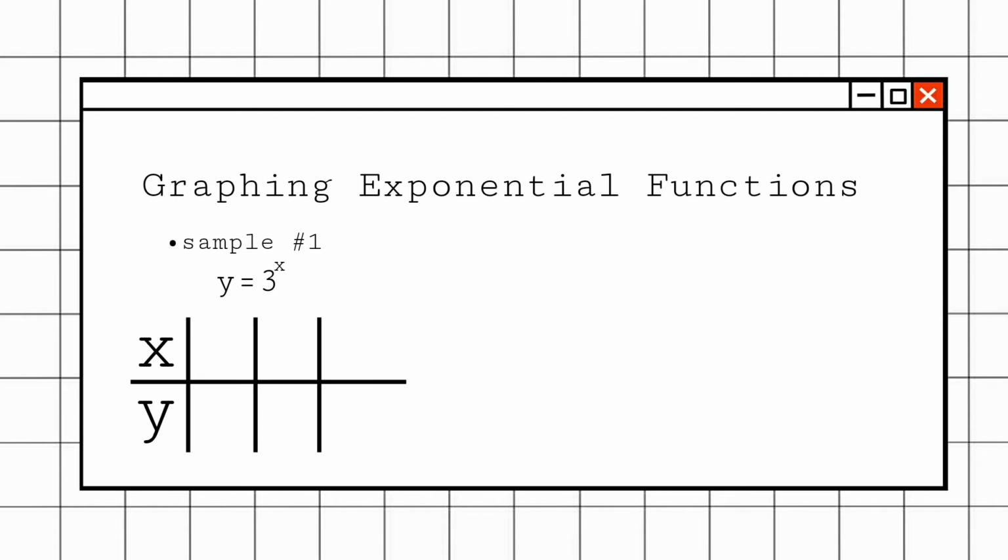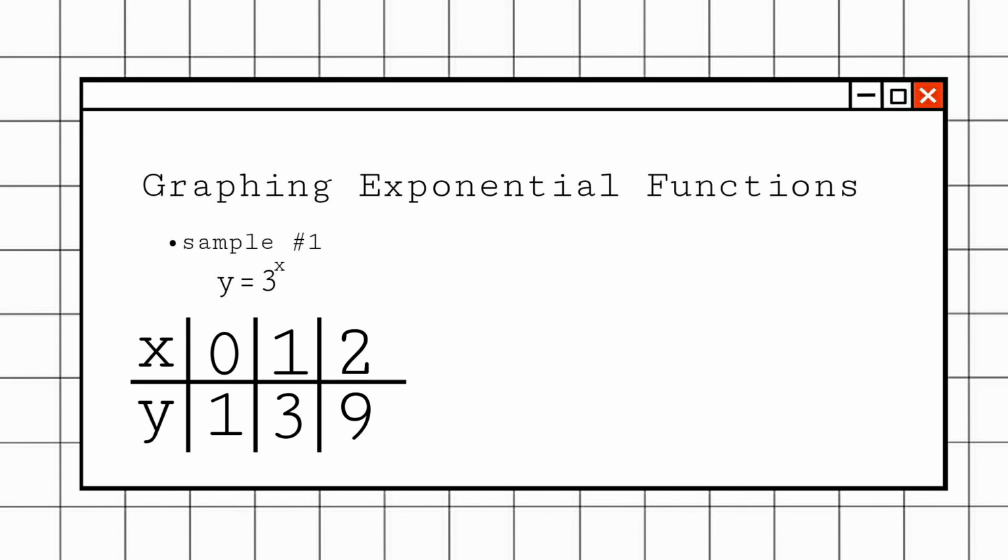Then, we fill in the values of x with any rational number: 0, 1, and 2. We can now input these values into the exponential function y = 3^x. When x is equal to 0, y becomes 1. And when x is equal to 1, y then becomes 3. And finally, when x is equal to 2, y becomes 9. What we have now are 3 sets of ordered pairs.